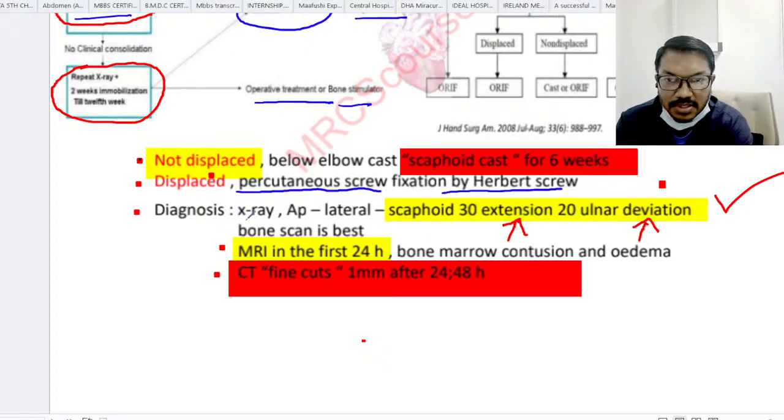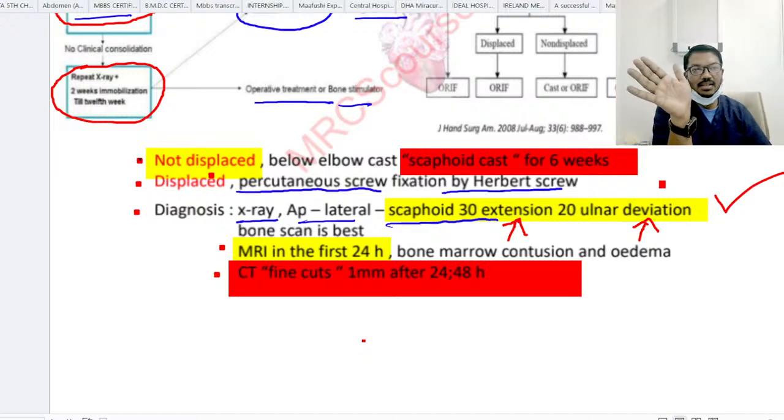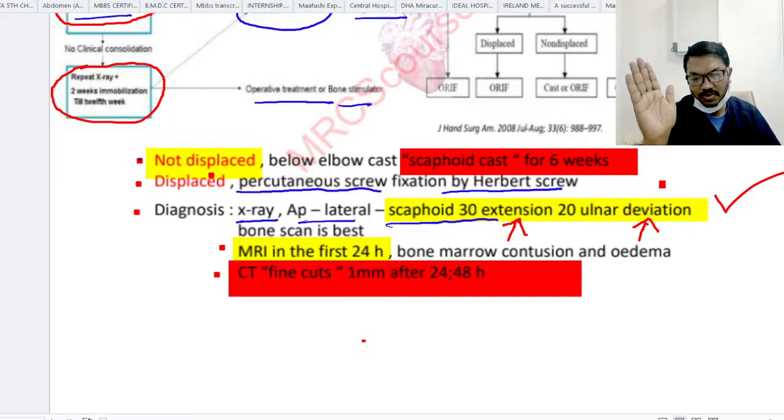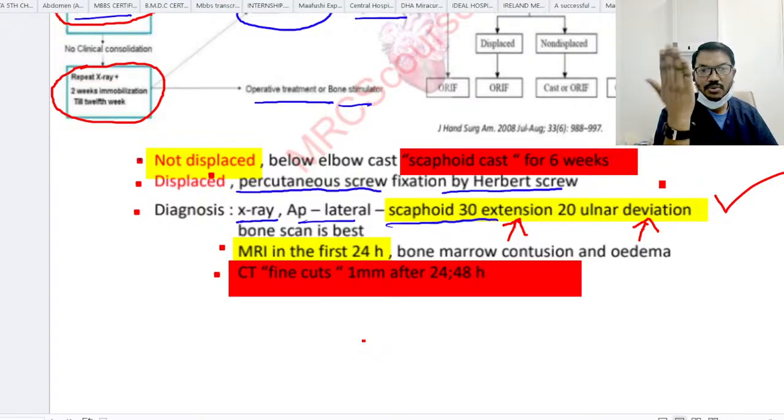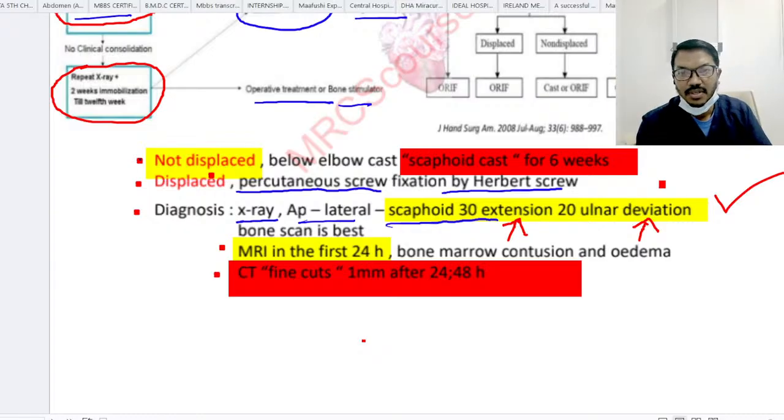For diagnosis, X-ray, AP and lateral view, scaphoid view with 30-degree extension and 20-degree ulnar deviation. It is something like this. This is flexion and this is extension. So we have to do 30-degree extension and 20-degree ulnar deviation like this. This is radius and this is ulnar. So ulnar deviation and 30-degree extension in this position, then we can see the scaphoid properly. Bone scan is best, but MRI if it is within 24 hours, and if it is after 24 hours, then CT scan.